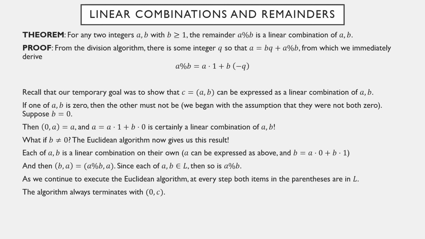So every time you do the Euclidean algorithm, both items in the parentheses can be expressed as linear combinations of A and B, but the Euclidean algorithm will always terminate with 0, comma something, where that is the greatest common divisor. Therefore, this thing here can be expressed as A times something plus B times something else.